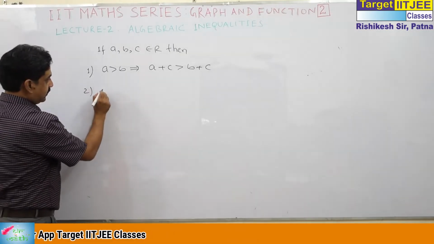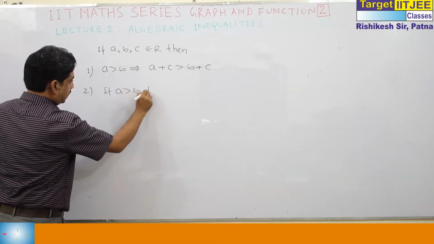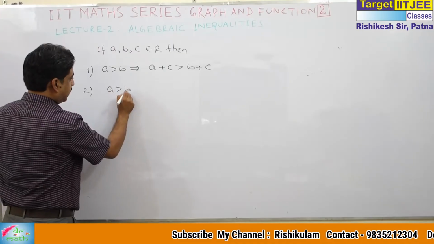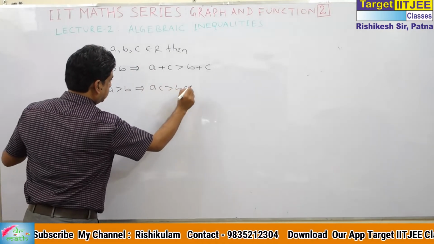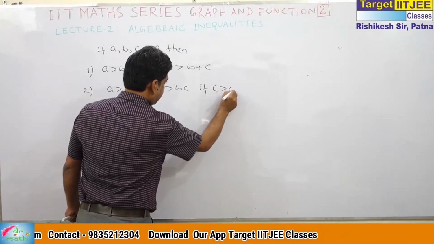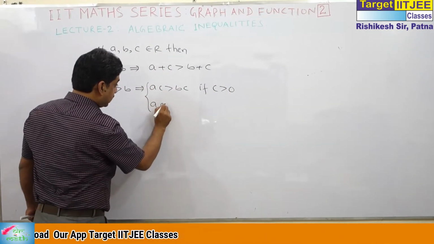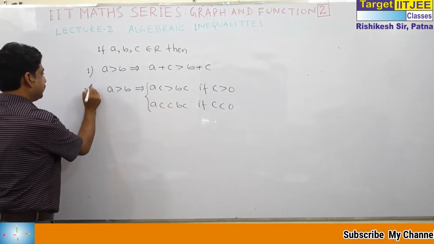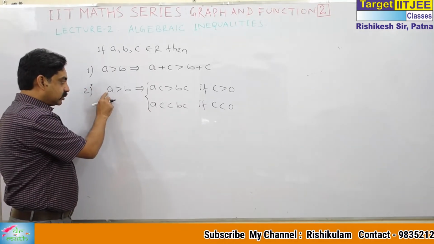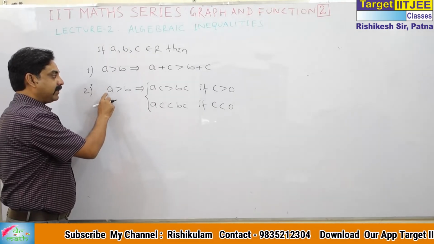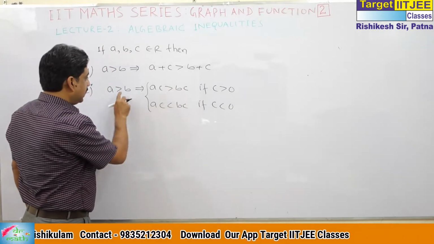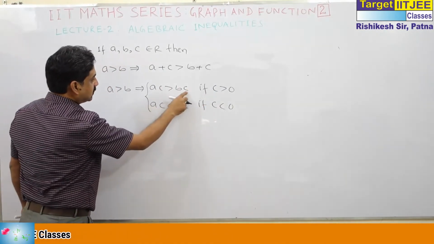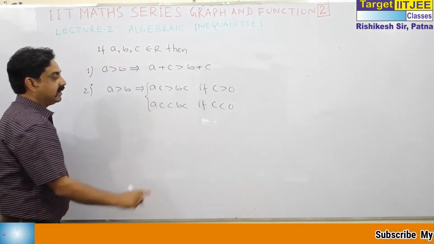Number 2. If A greater than B, then AC is greater than BC if C is greater than 0, and AC is less than BC if C is less than 0. This is very important. When we multiply both sides of an inequality by a positive number, the inequality remains the same. When we multiply by a negative number, the inequality gets reversed.